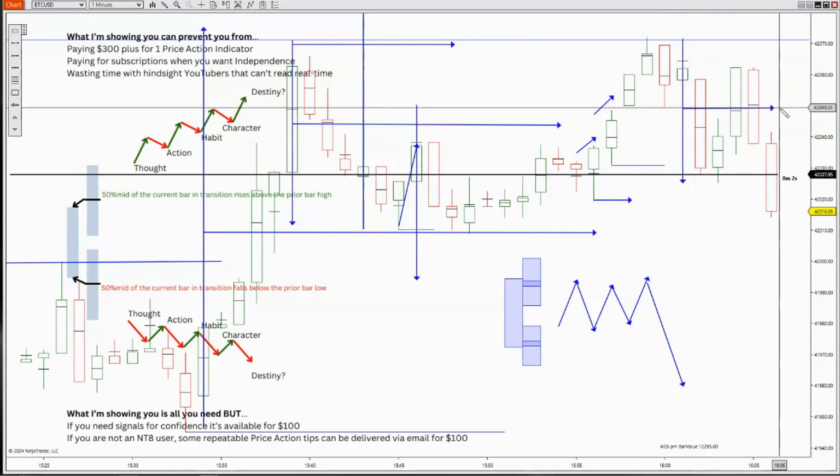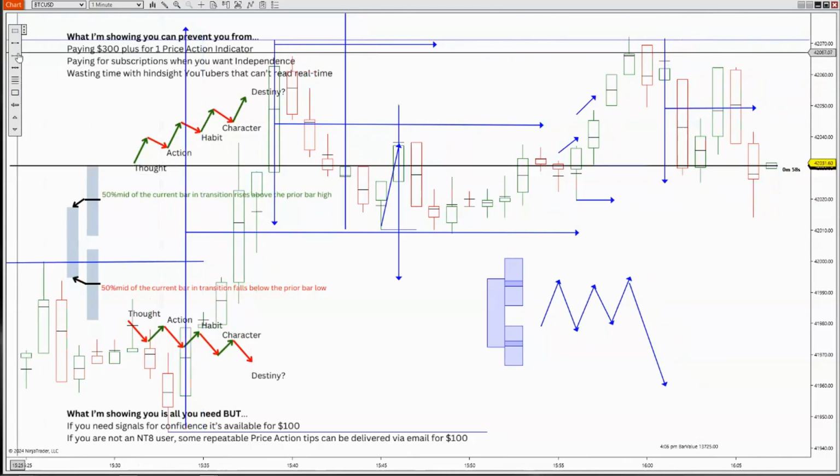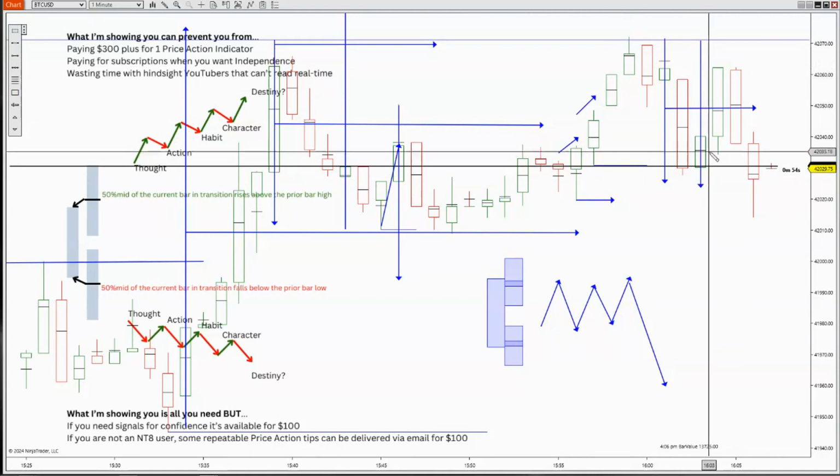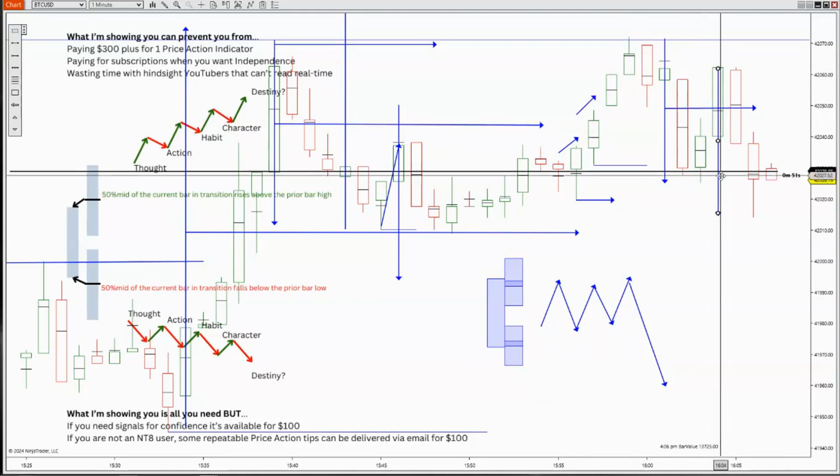Let's do it again. Center of the trend, cost of the thought, and the idea will always have the destination. Give or take.